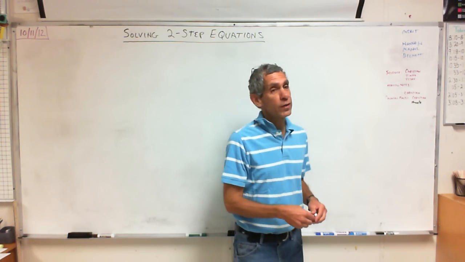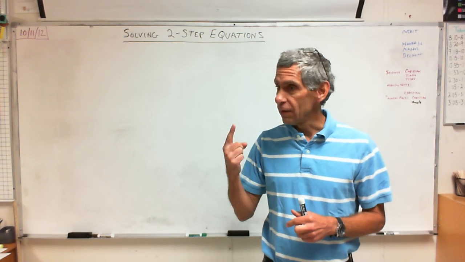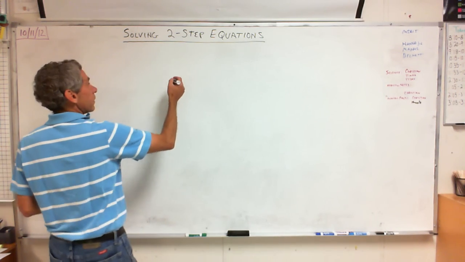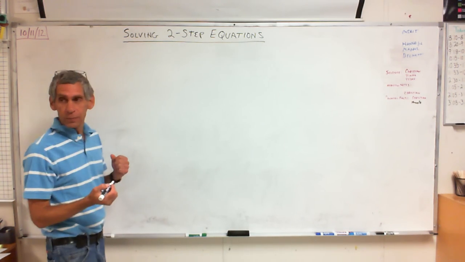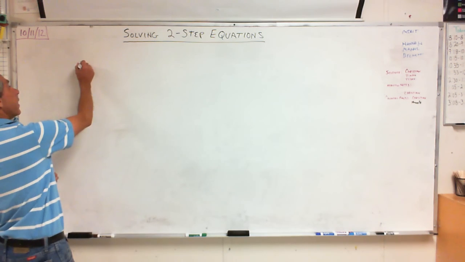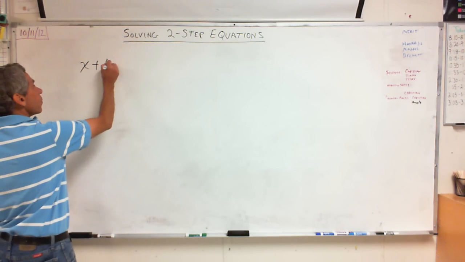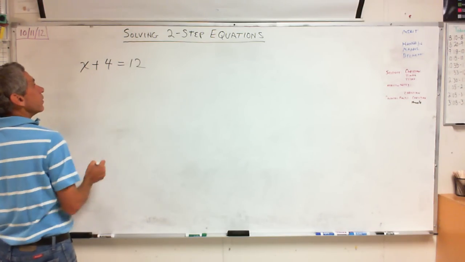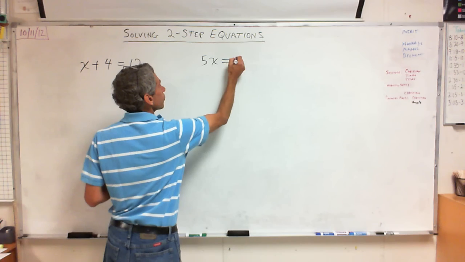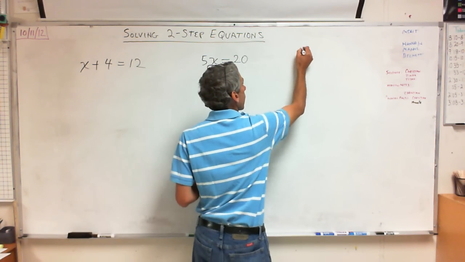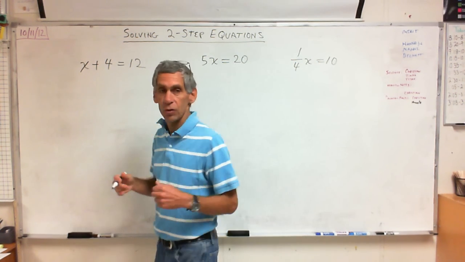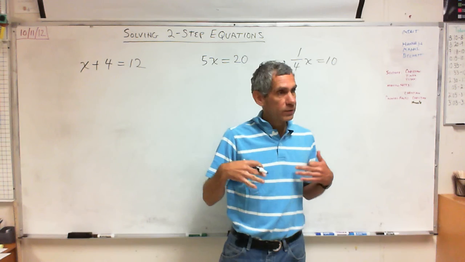Okay, so yesterday we talked about solving one-step equations, right? Wasn't that two-step? A one-step equation. We had three possibilities. Let's just look at our three possibilities. We had x plus 4 equals 12. And then we had 5x equals 20. And then we had 1/4 x equals 10, something like that. Those are our three one-step equations.